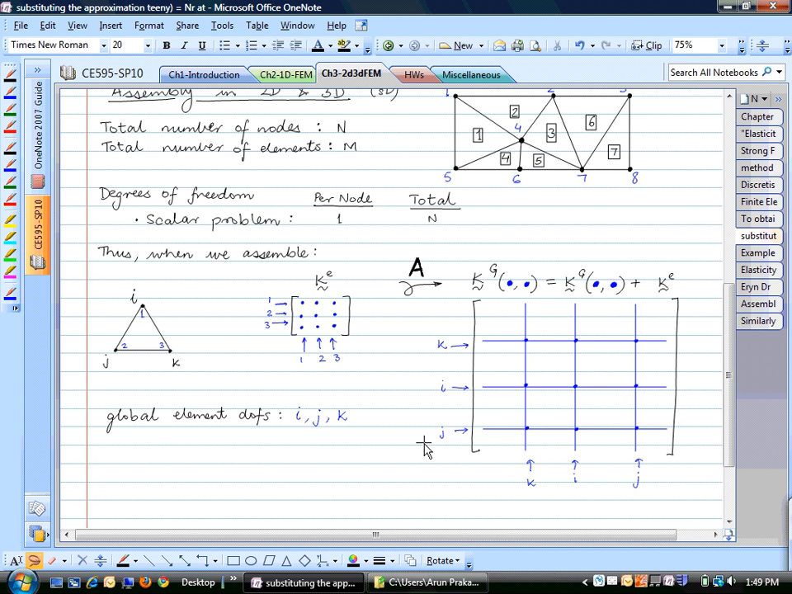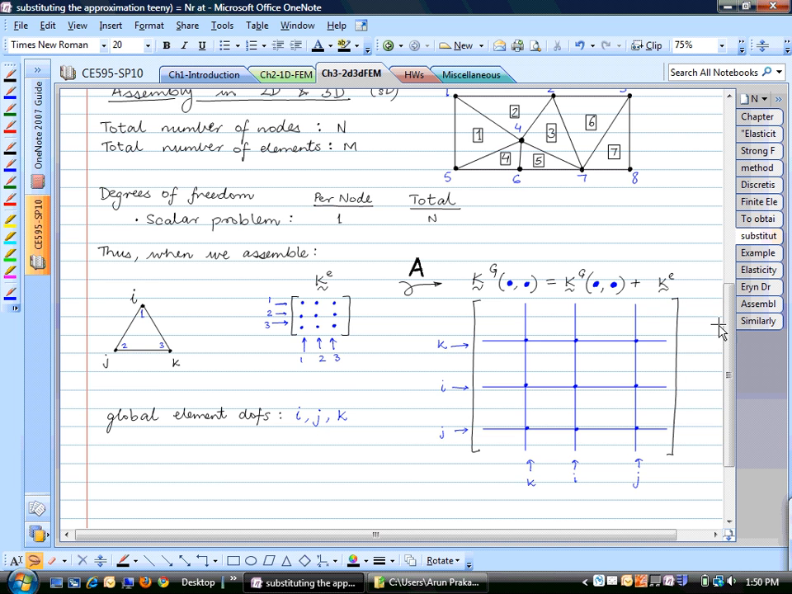So the assembly procedure is very similar to what you had in one dimension. All you need to do is use the exact same formula from that MATLAB code: K global at LDOFs, LDOFs is equal to K global at LDOFs, LDOFs plus the element stiffness matrix. That will automatically take care of your assembly routine. So in MATLAB, assembly is really straightforward. You don't have to think too much about it. Any questions on this assembly? Any doubts?